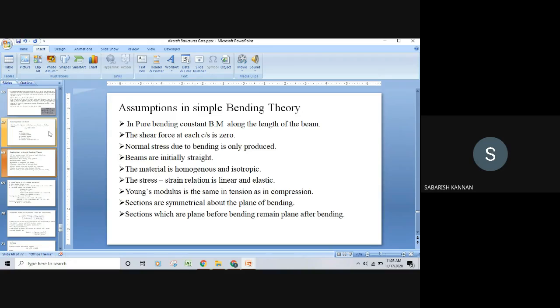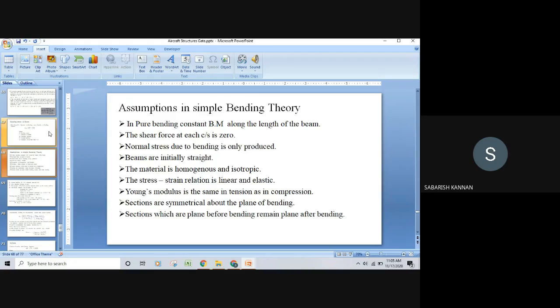So now we come to the assumptions in simple bending theory. In pure bending, there is a constant bending moment along the length of the beam. So the shear force at each cross section is 0. Normal stress due to bending is only produced. The material is homogeneous and isotropic. The stress strain relation is linear and elastic. Young's modulus is the same in tension as in compression.